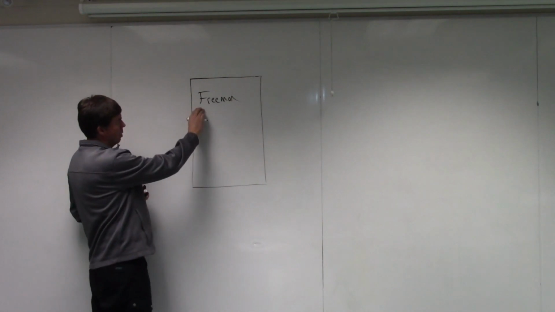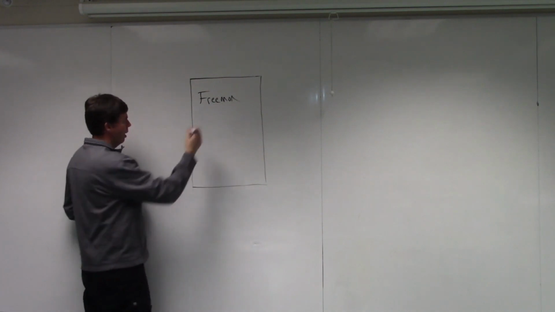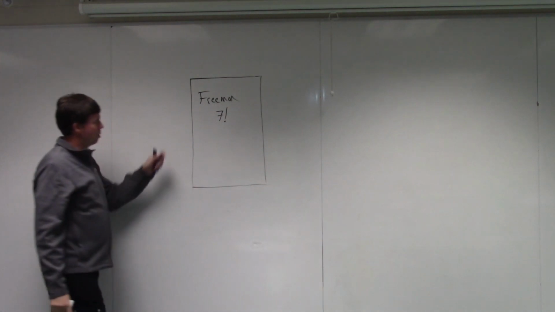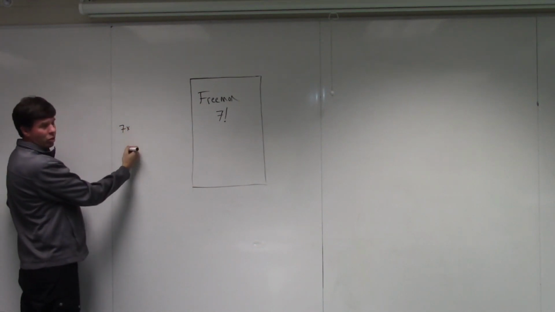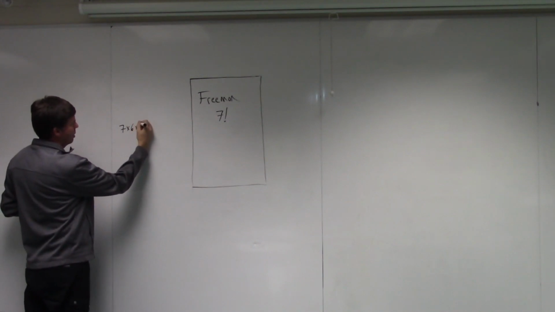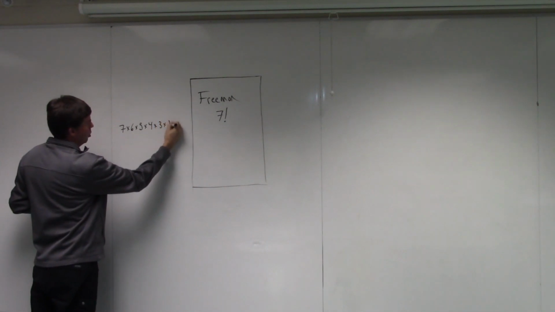Step 1 with any permutations is looking at the number of items you have, and in this case I have 7 letters, so I have to start with 7 factorial, because once I start to use a letter, I don't have as many options. So for my first blank, I can use any letter I want, and then after that I only have 6, after that 5, 4, 3, 2, 1.